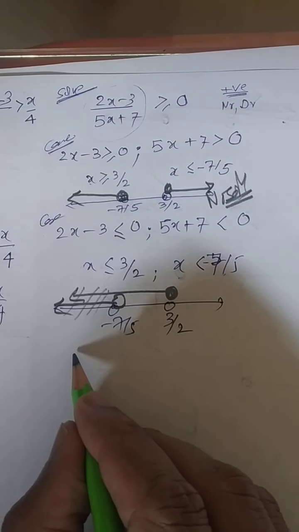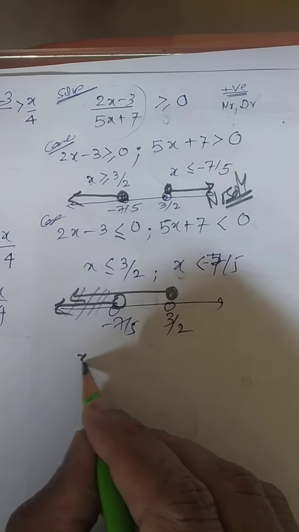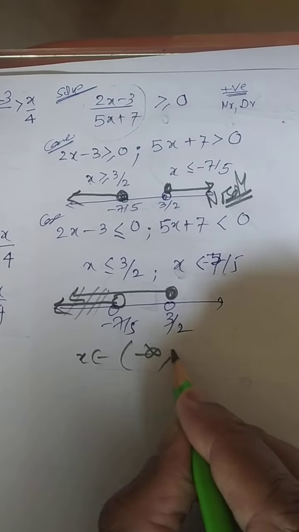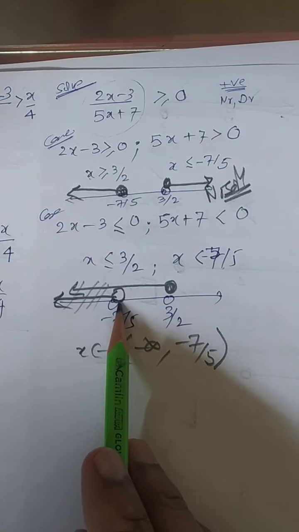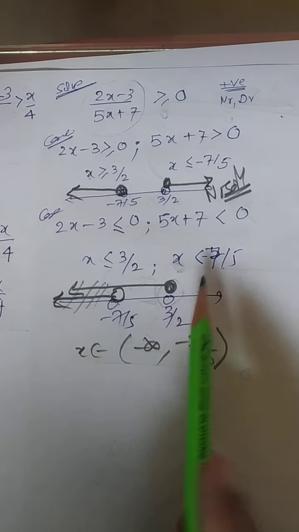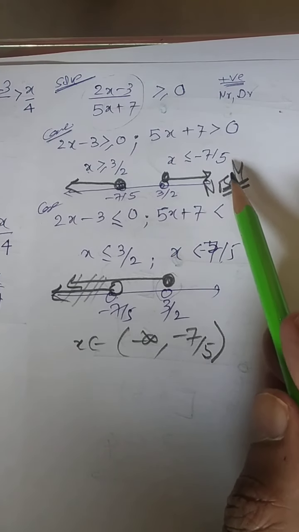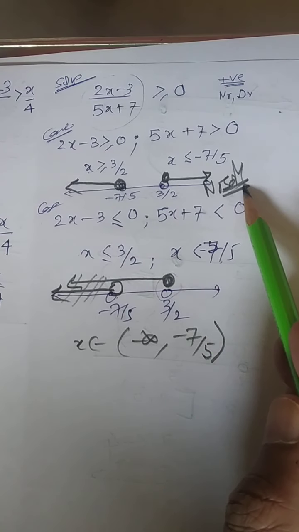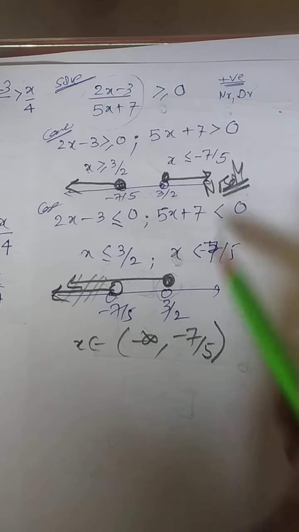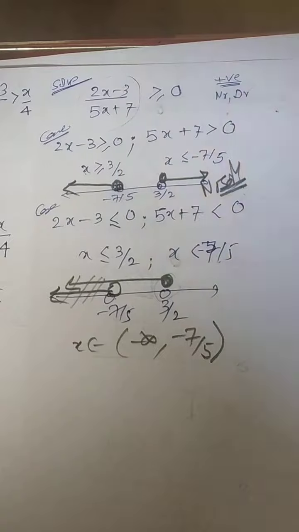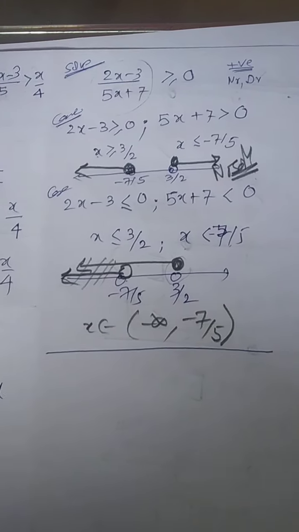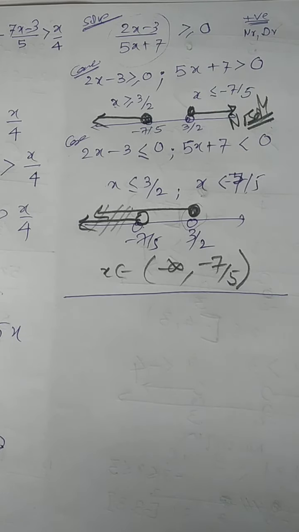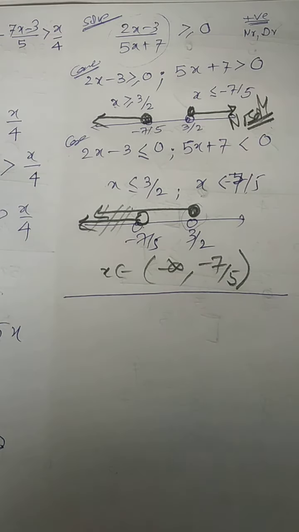So your solution is x belongs to minus infinity to minus 7 by 5, and it is open here. Sometimes it may happen that you also get a solution on the other side, then the union of these can be the solution. Follow till here. Okay.